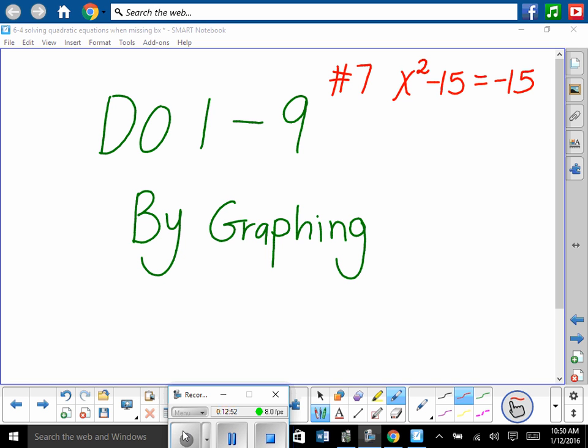So we need to bring this negative 15 over, right? Yeah. So that it's 0? Yeah. So I'm going to add 15 to both sides. Add 15. So we have x squared plus 0. Isn't that 0?